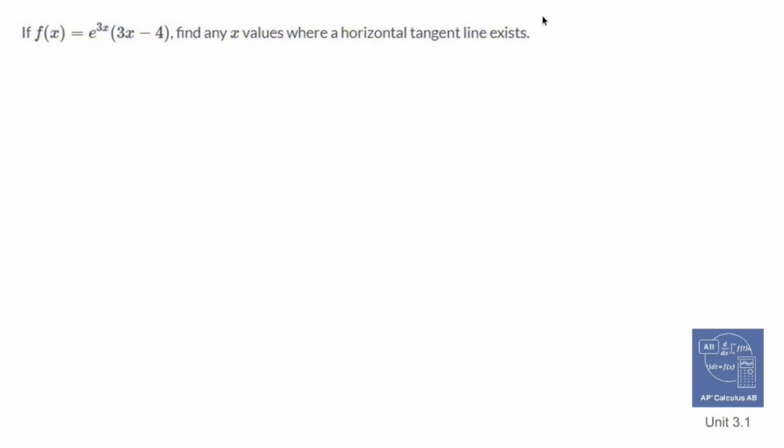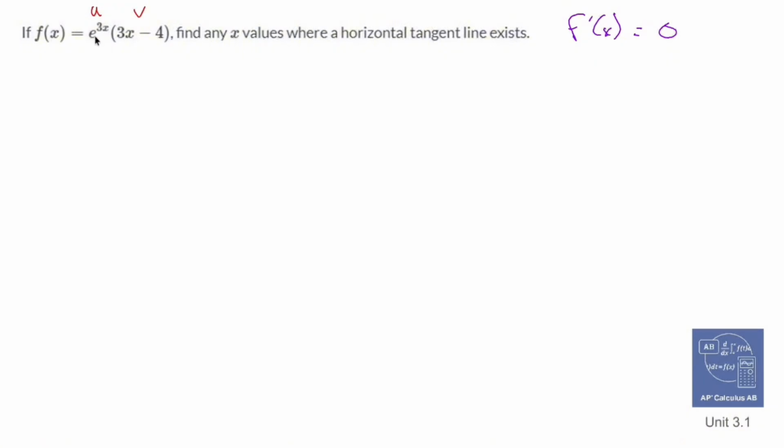So wherever a horizontal tangent line exists, that happens when your derivative, because the slope of a tangent line is the derivative. So I want the derivative. And if it's horizontal, that means the slope is 0. So I care about when the derivative is equal to 0. So I've got to take the derivative of u. And this requires product rule.